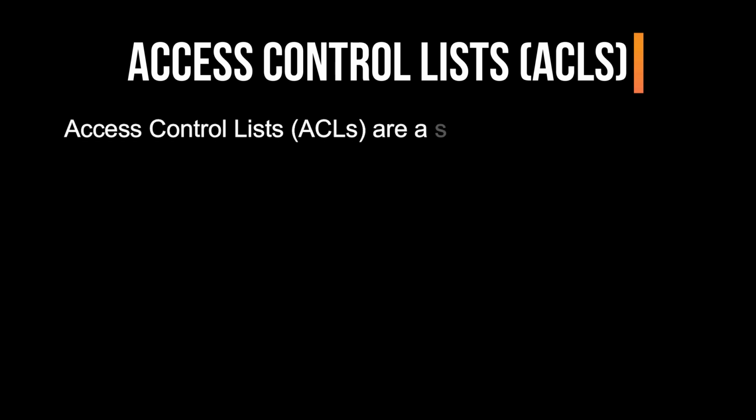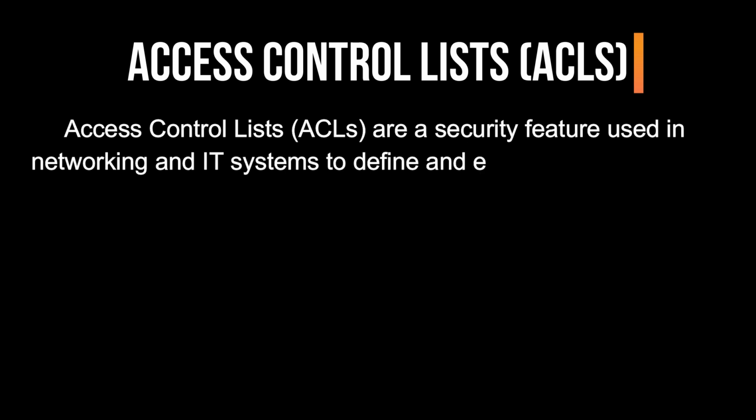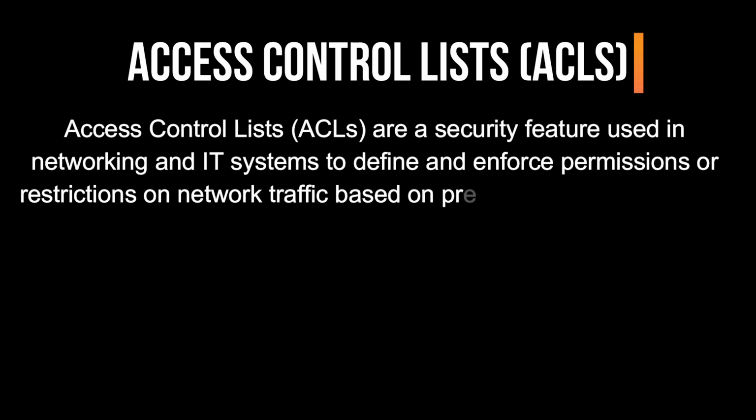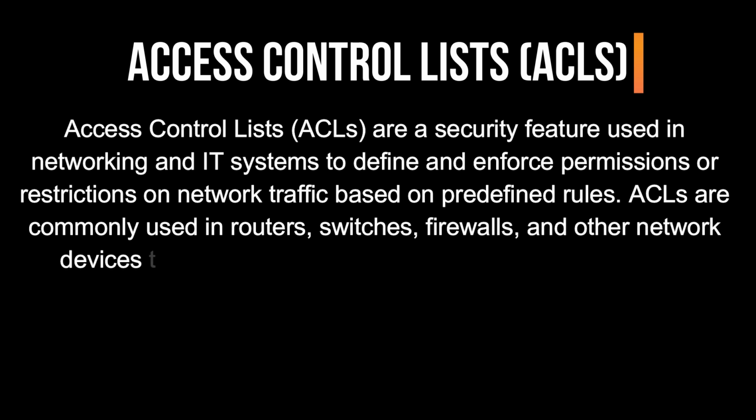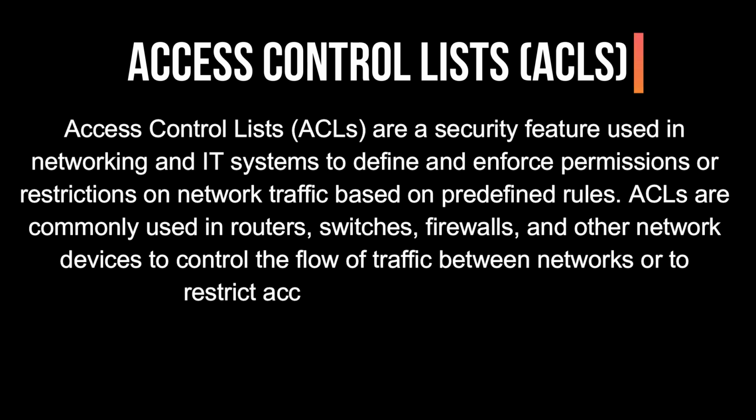Access Control Lists, ACLs. Access Control Lists, ACLs, are a security feature used in networking and IT systems to define and enforce permissions or restrictions on network traffic based on predefined rules. ACLs are commonly used in routers, switches, firewalls, and other network devices to control the flow of traffic between networks or to restrict access to specific resources.